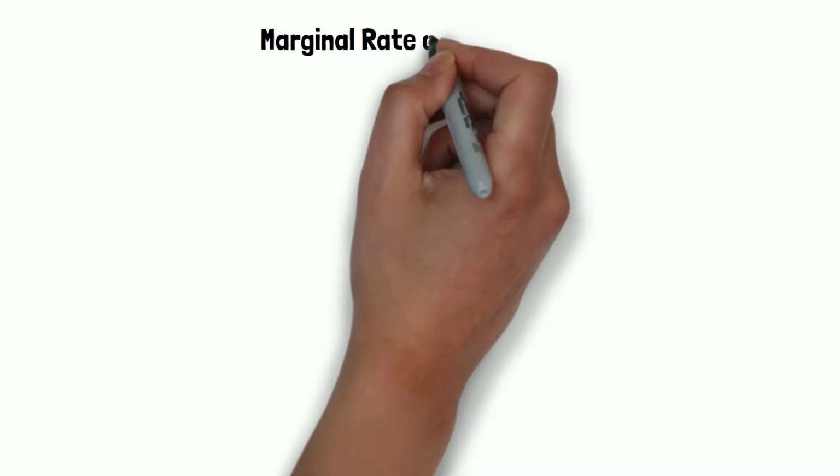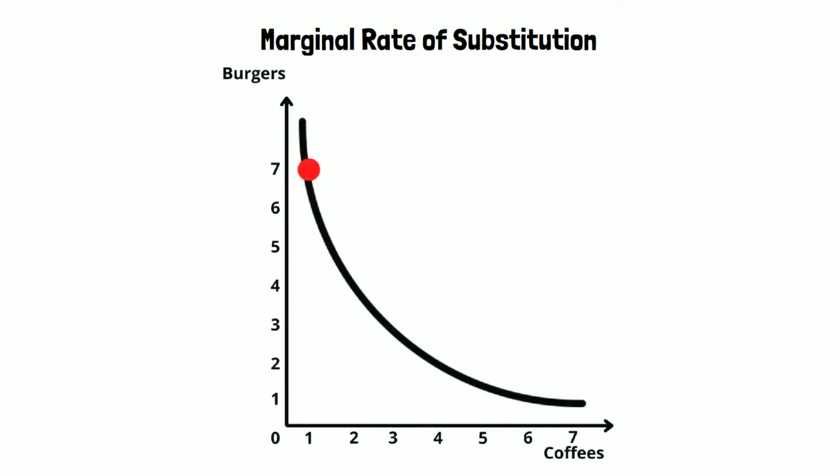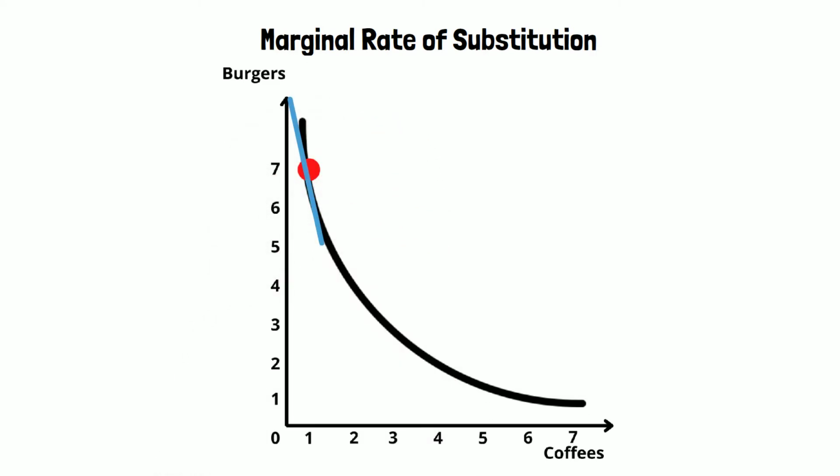The slope of the indifference curve is called the marginal rate of substitution. This measures the willingness of a consumer to trade burgers for coffee while at the same time keeping the same utility. We can find the marginal rate of substitution by drawing a line tangent to the curve at a specific point. For example, at this point the slope of the curve is -3, meaning that you are willing to give up 3 burgers for 1 extra coffee.